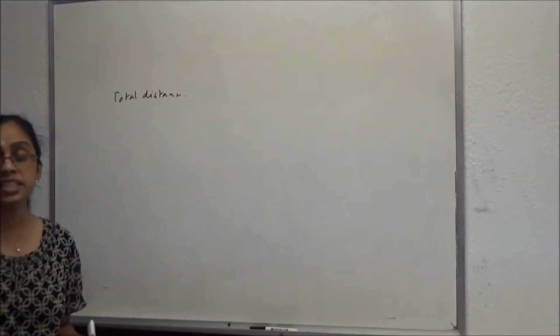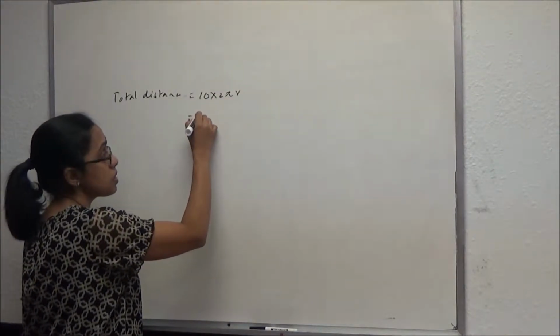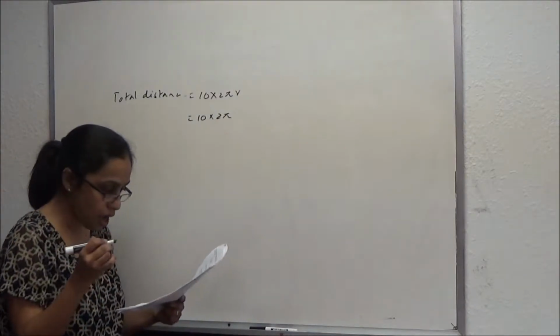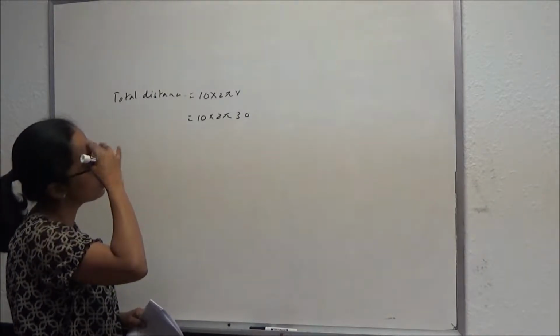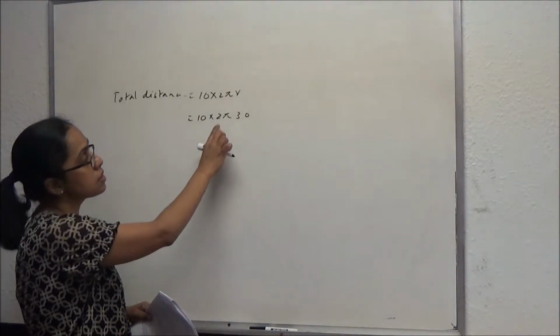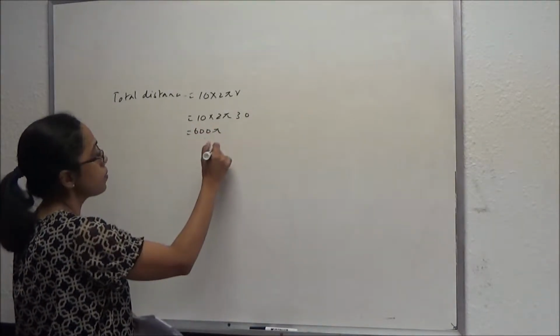10 laps. You are running 10 laps. So how much should it be if you know the radius? 10 into the circumference. Oh, 2 pi r. Yes. So the total distance is 10 into 2 pi r. How much is r? 30. Yes. So it's 2 pi into 30, that's 60. I'm sorry. 600 pi. Okay, that's the total distance.